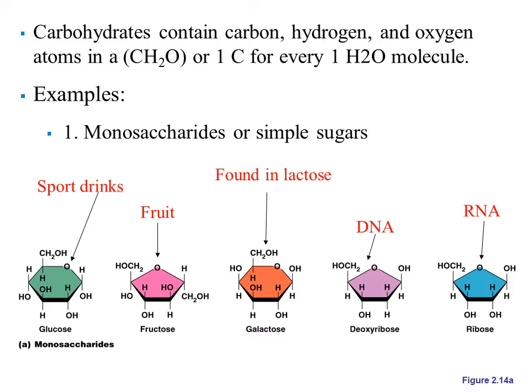We will first talk about monosaccharides, better known as simple sugars. In the image below, we have several examples. Glucose is found in sports drinks. Fructose is found in fruit. Lactose is found in milk, and within lactose, you have a monosaccharide linked to another monosaccharide. Those two are glucose and galactose. In nucleic acids, you have deoxyribose, which is a sugar found in DNA, and ribose, which is found in RNA.